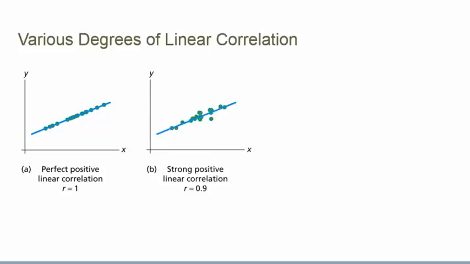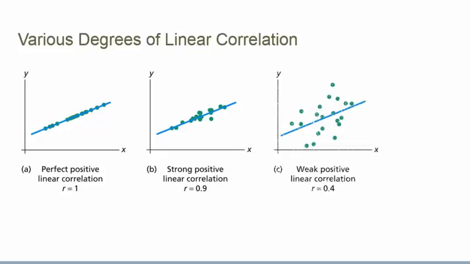The second graph we have is strong positive linear correlation, r equals 0.9. In this case, our scatter plot is clustered very closely around our regression line, and it increases from left to right. Our third graph is a weak positive linear correlation, r equals 0.4. Here, my line for my linear regression increases from left to right. The scatter pattern of my data is far removed from the line for my linear regression.